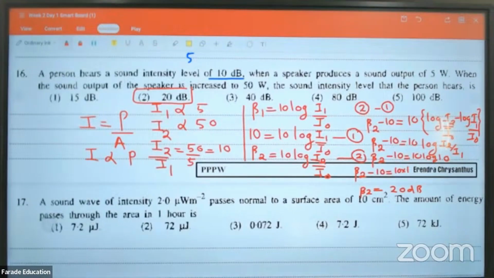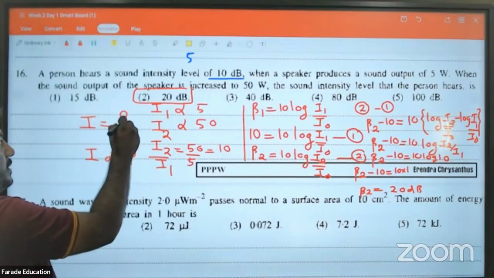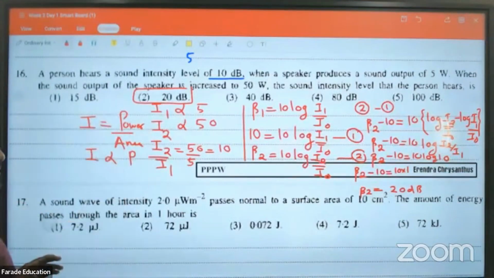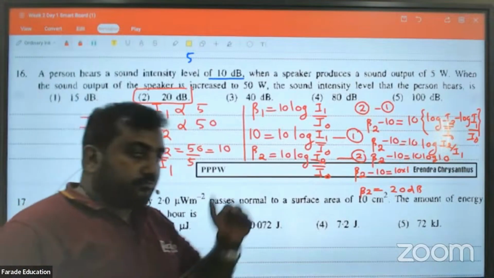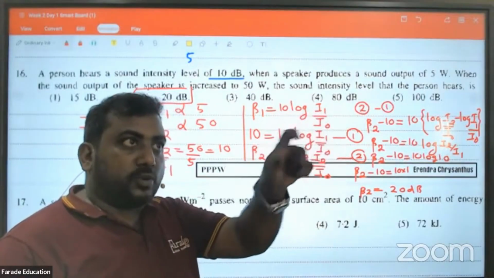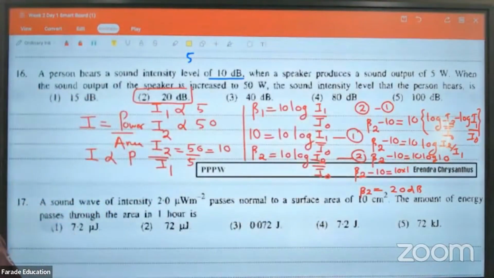Again, what's the connection? Intensity is proportional to power. This is power per area, for the ones who don't know this. So if the distance to the source is the same, intensity is proportional to power. You can build the relationship. Write it down for the ones who need it. This is an important one.